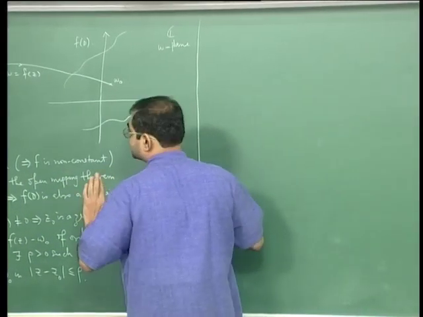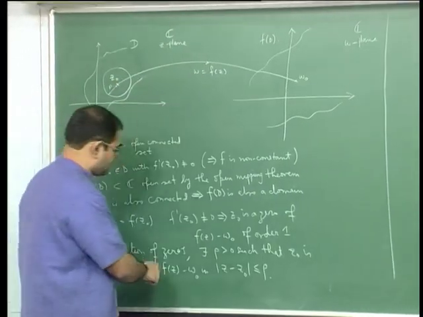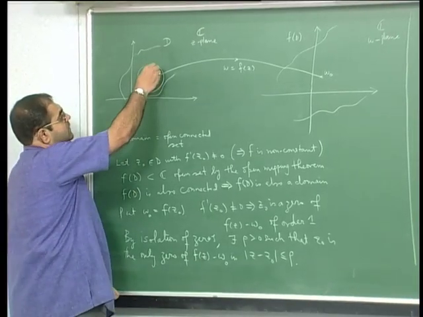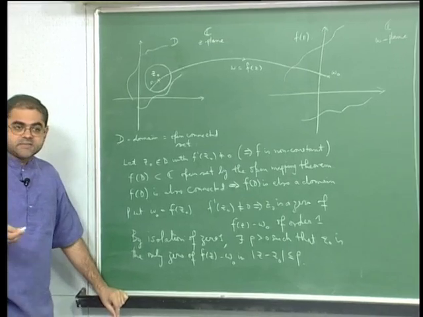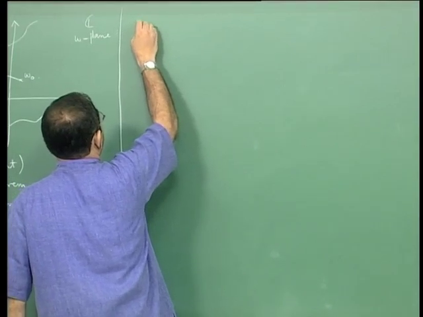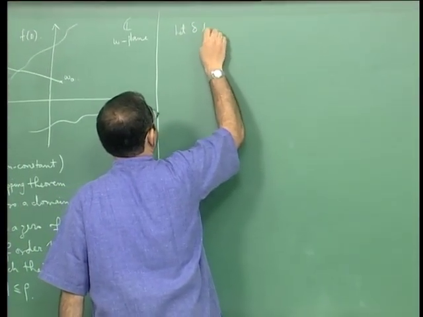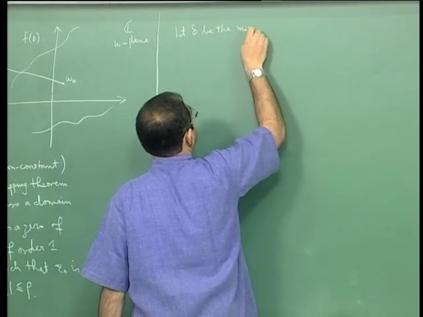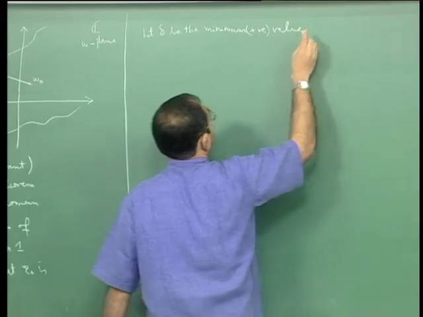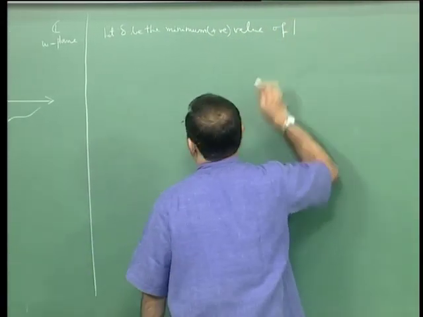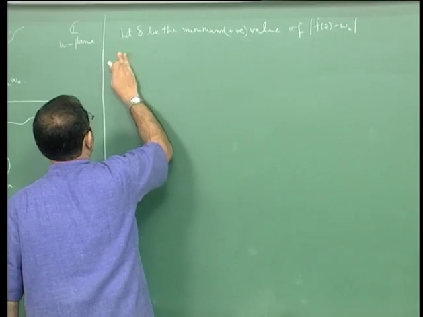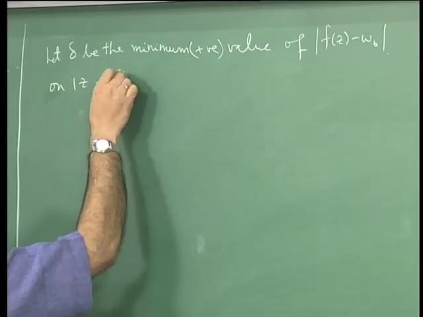Now what you do is you look at the modulus of this function, mod of f of z minus w naught. That modulus on this boundary is non-zero and it has a minimum, and that is what we call delta. Let delta be the minimum positive value of mod of f of z minus w naught on the boundary circle.